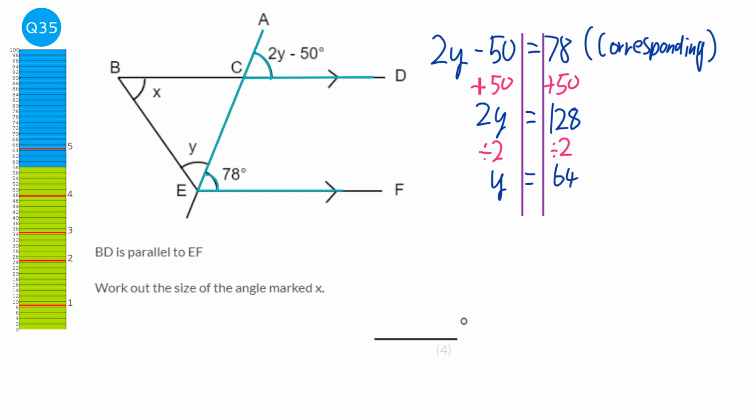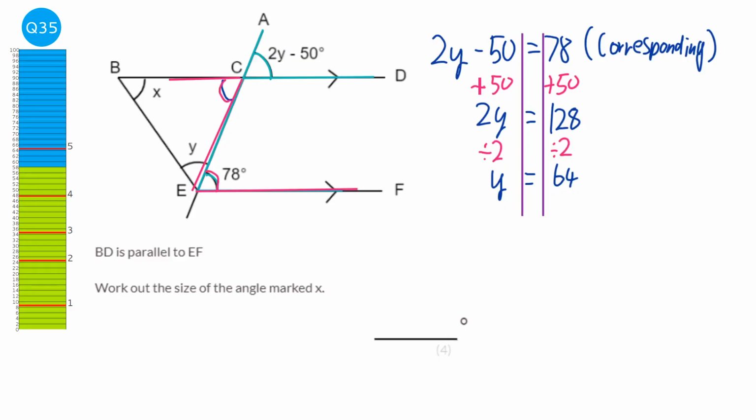So we know that y is 64, and so we look back at the diagram to find out how we'd work out x. Well, there's a few different things we can do. We could work out the fact that these two here are vertically opposite. That would be absolutely fine. But actually, if we look at this part here and this part here, these are also 2 parallel lines, and we've got this angle here and this angle are going to be alternate.